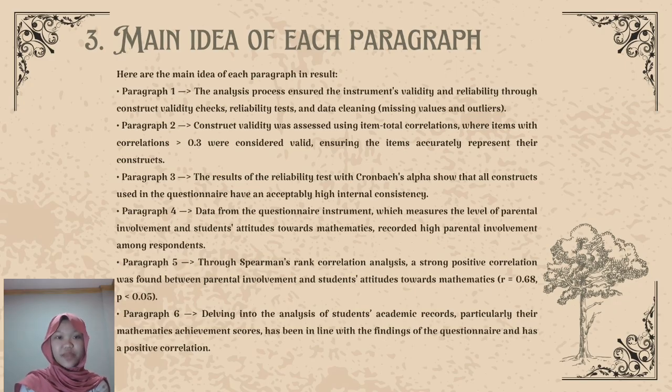Paragraph 6. The main idea of paragraph 6 is delving into the analysis of students' academic records, particularly their mathematics achievement scores, has been in line with the findings of the questionnaire and has a positive correlation.